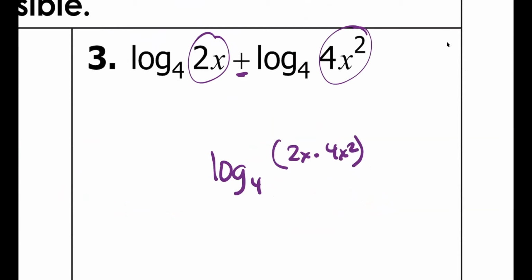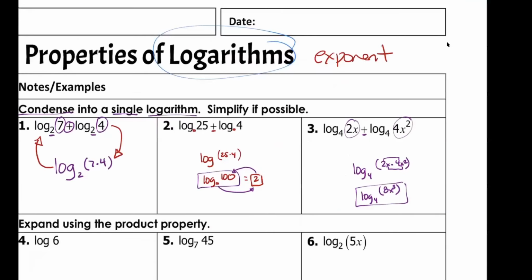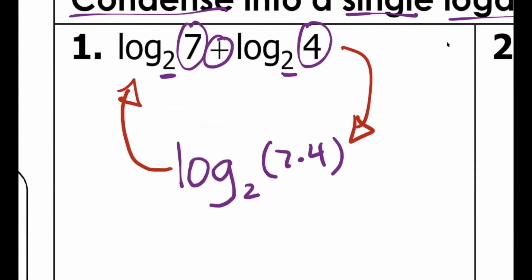So we can clean that up a little bit. So this is log base 4 of 4 times 2 is 8. X times x squared is x to the 3rd. There you go. And I don't think, let's go back. I don't think I simplified number 1. 7 times 4, we could actually do log base 2 of 28.